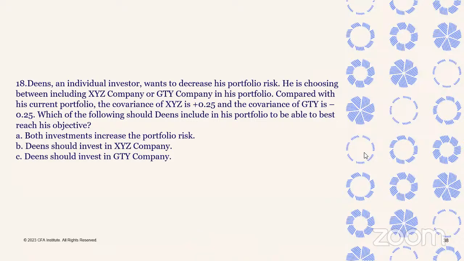Thank you. Remember, we said that for you to have a perfectly diversified portfolio, you should take assets that have a negative correlation with one another. It is when there is none available that you pick the one that has a very low positive correlation. Because GTY already has a low correlation, it's best for him to put that in his portfolio than XYZ. So the answer is C.